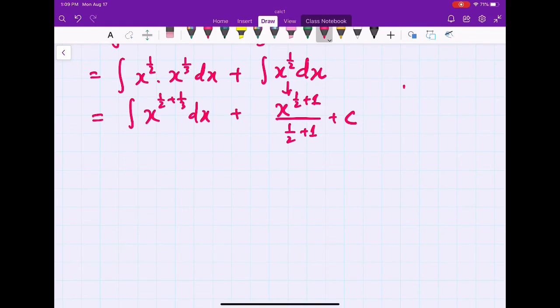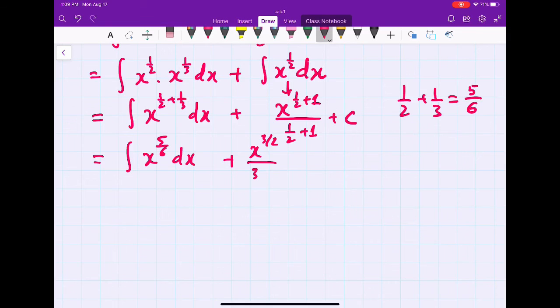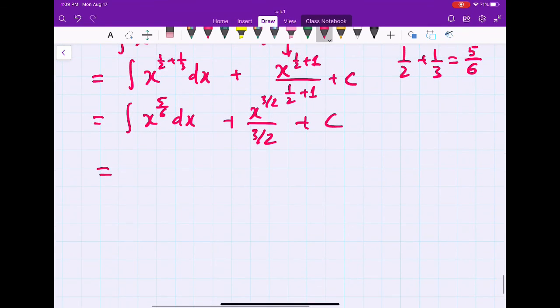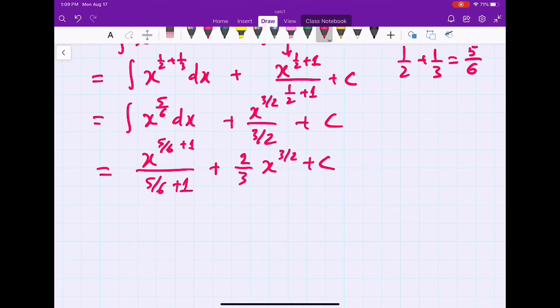Let's say 1/2 plus 1/3 is 5/6. So you have x to 5/6 dx plus x to 1/2 dx, and you use the power rule. You get x to 5/6 plus 1 divided by 5/6 plus 1, plus 2/3 x to 3/2, plus c. And again, you need to simplify this number and this number, and you get what you need.